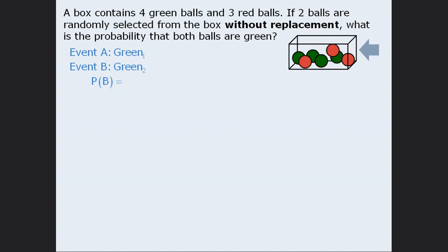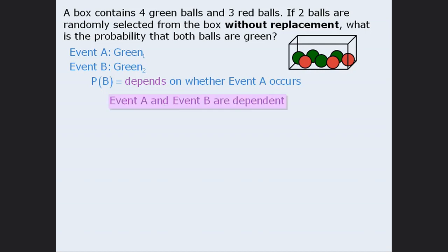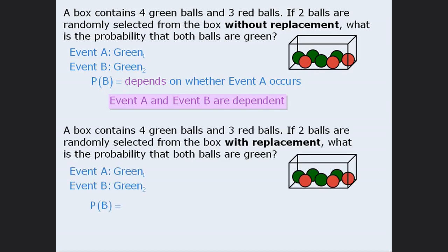What if the first ball selected is red? If that is the case, then we are left with 6 balls and 4 of them are green. So the probability is 4/6 that the second ball will be green. So the probability that the second ball is green can be either 3/6 or 4/6. The probability depends on whether or not event A occurs. Since the probability of event B depends on whether event A occurs, we say that events A and B are dependent. Now let's examine the second question.